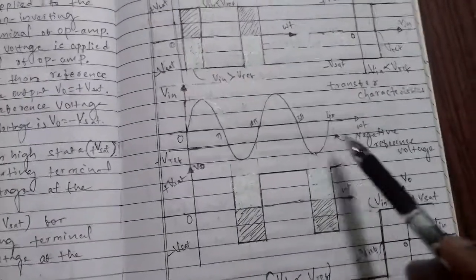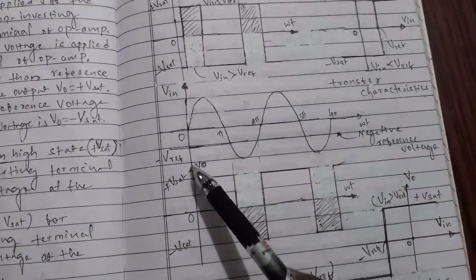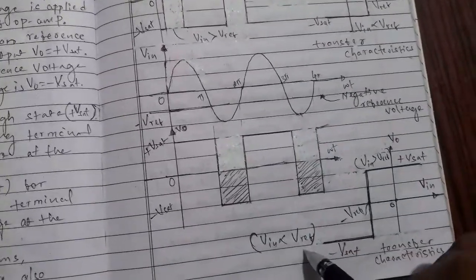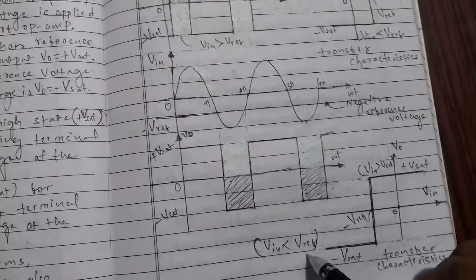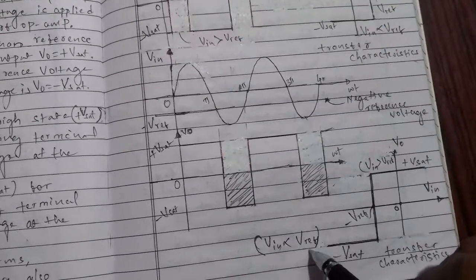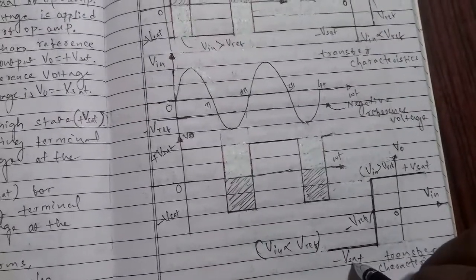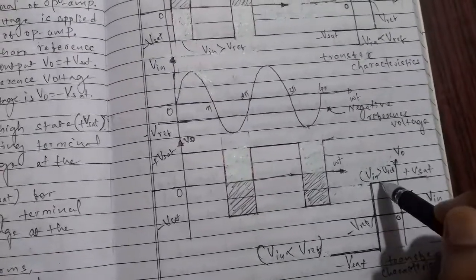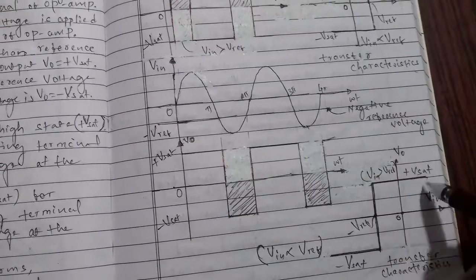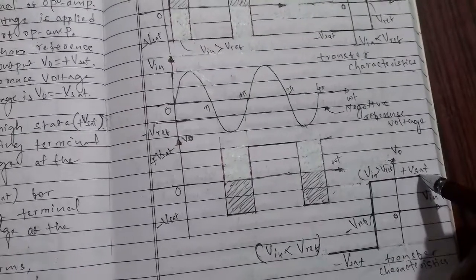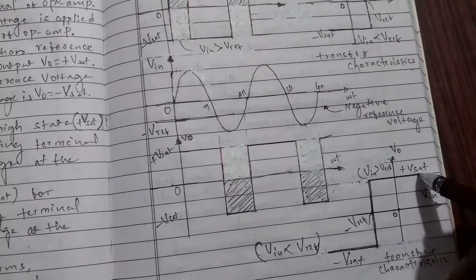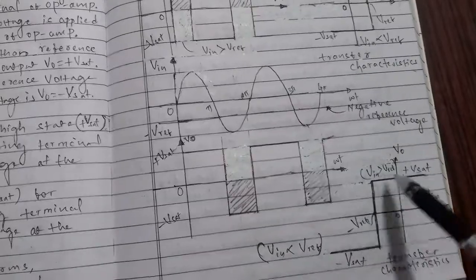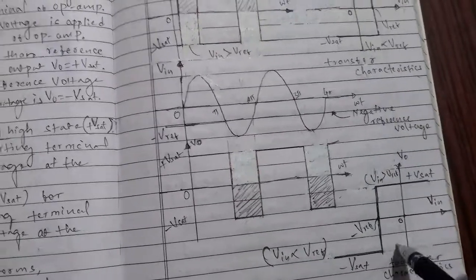Pi, 2 pi, 3 pi. Here it is the negative voltage. Here the reference voltage is negative, so for the input voltage less than the reference, the output is at minus V saturation. For the input voltage greater than the reference voltage, the output voltage is at plus V saturation. Since the reference voltage is negative, you will get this type of transfer characteristics.